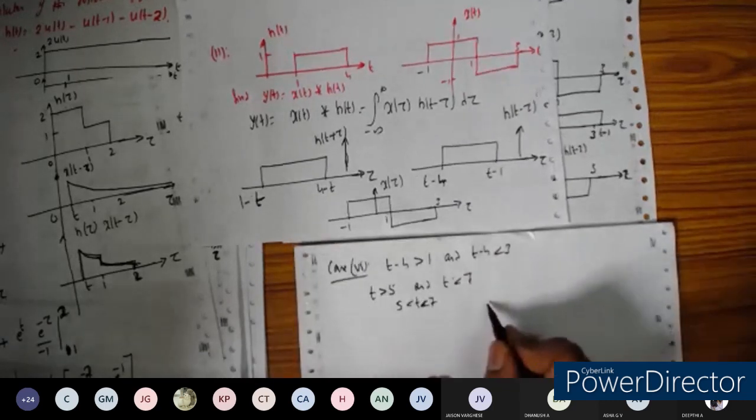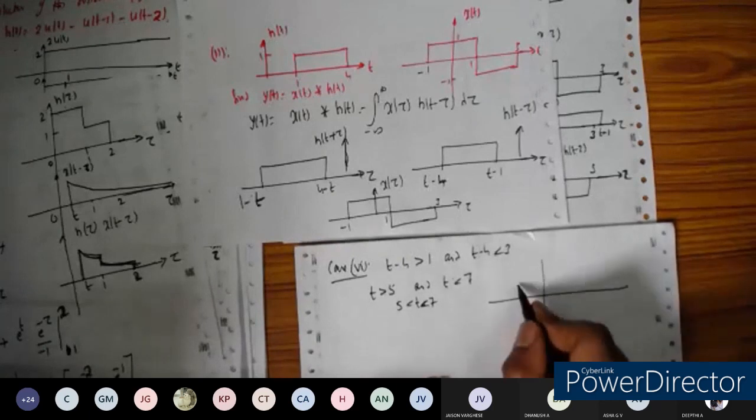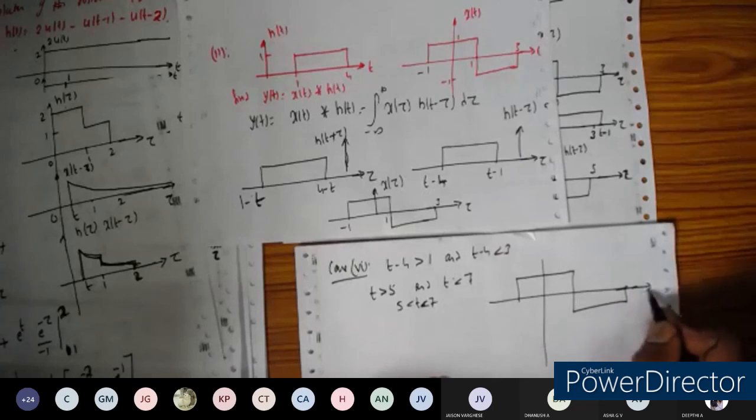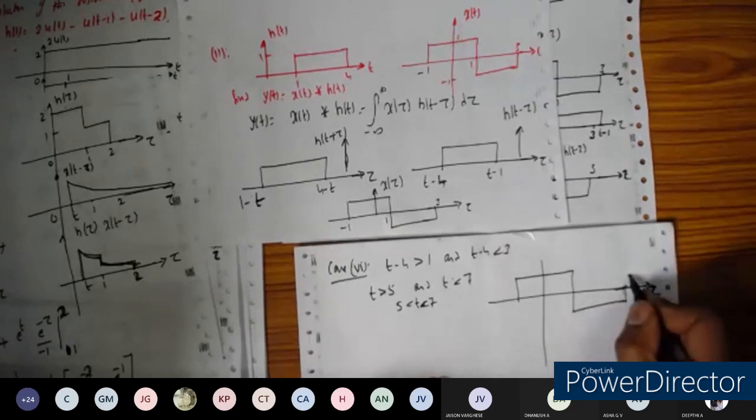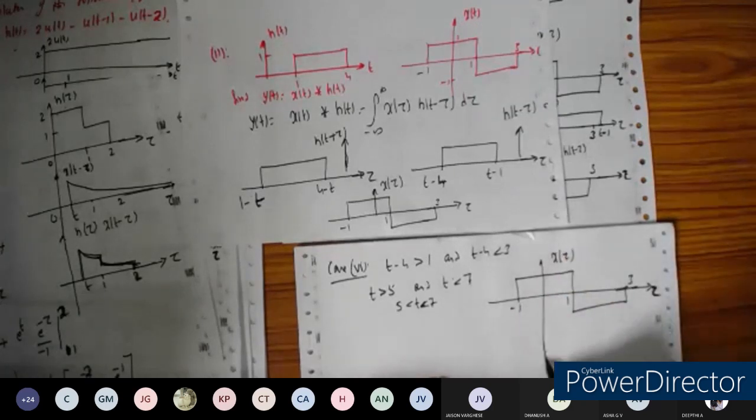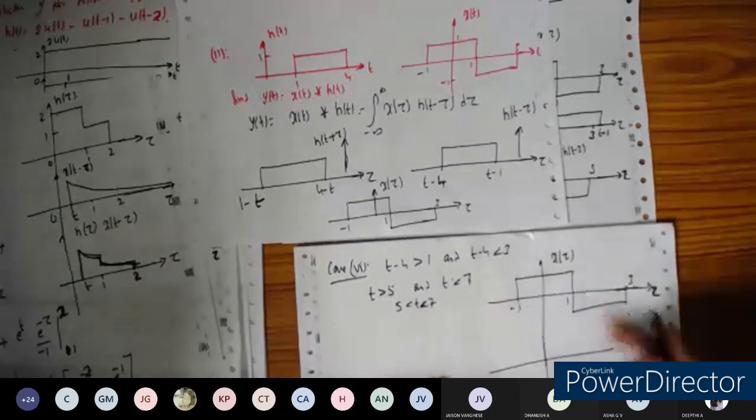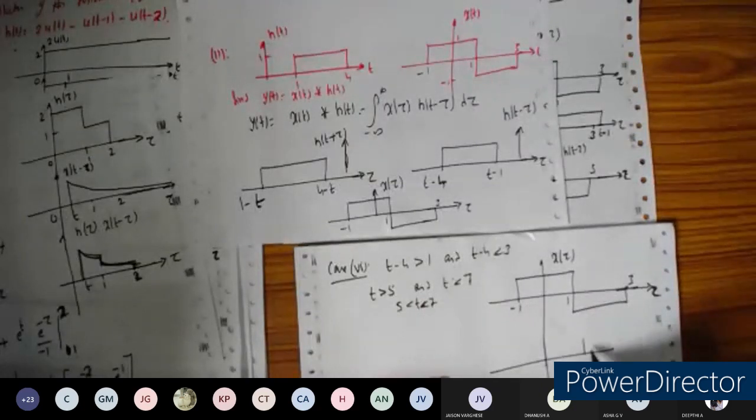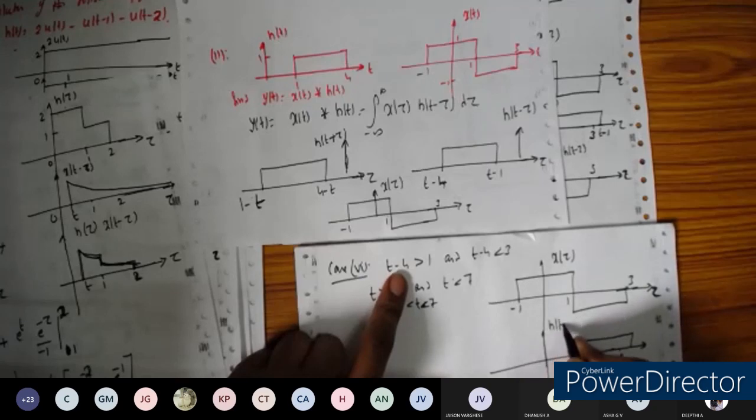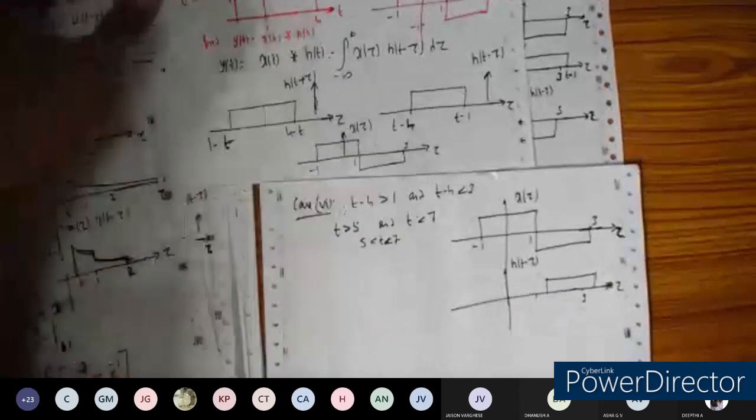So let us plot the waveform for x of tau first, from -1 to 3. So this is the tau axis. This is 3, 1, -1. So this is x of tau and h of t minus tau. It can take from -1 to 3, somewhere here. So this is 1, this is 3. This is h of t minus tau. This is the tau axis. Can you see the waveform?